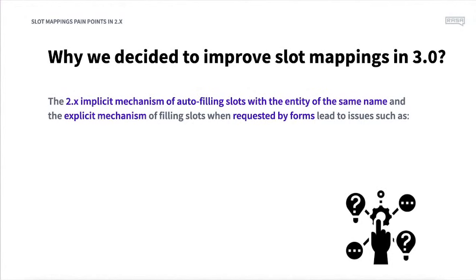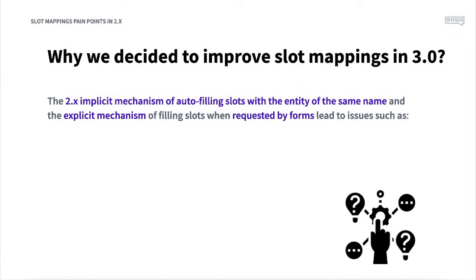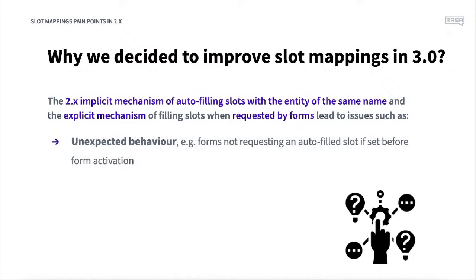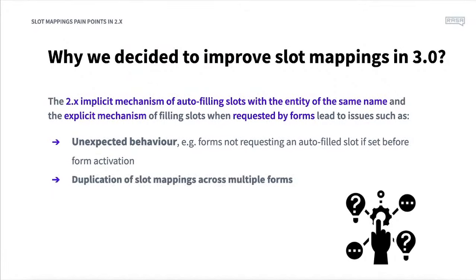In 2.0, the two mechanisms for slot filling, the implicit mechanism of slot autofill with the entity of the same name, and the explicit mechanism of filling slots when requested by forms, led to issues such as unexpected behavior when forms were not requesting an autofill slot if this was set before form activation. Slot mappings had to be duplicated across multiple forms. Slots could not be kept up to date throughout the conversation.